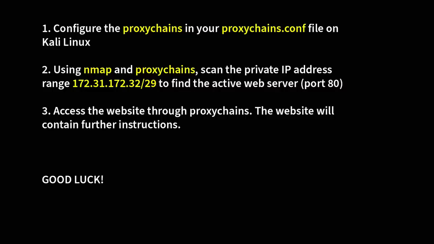Okay, to sum this up real quick, you're going to configure the proxy chains I just showed you in your proxychains file in Kali Linux. You'll then use Nmap and proxychains to scan the private IP address range of 172.172.32/29. And you're looking for the active web server that has port 80 open. Once you identify which host that is, access that website through proxychains, and on that website, you'll find the next step, the further instructions. Good luck, only 5 winners.